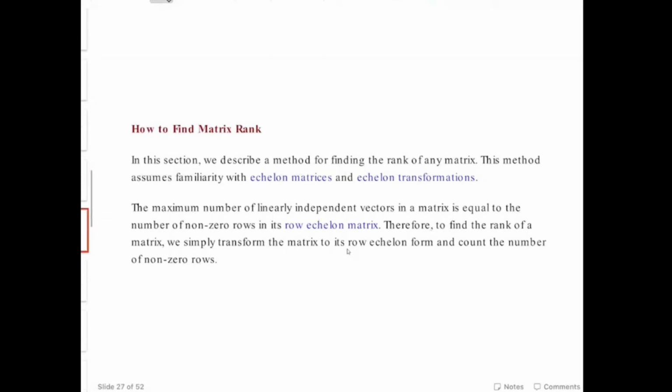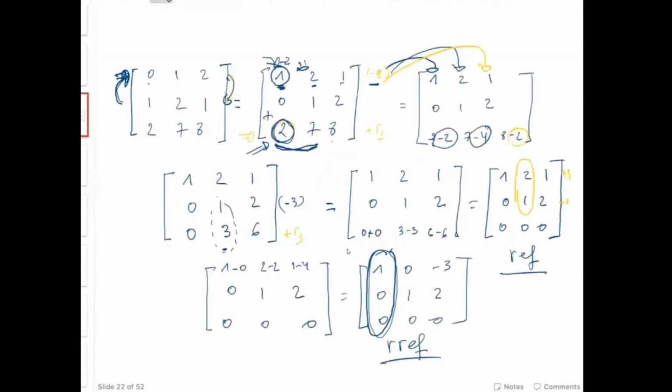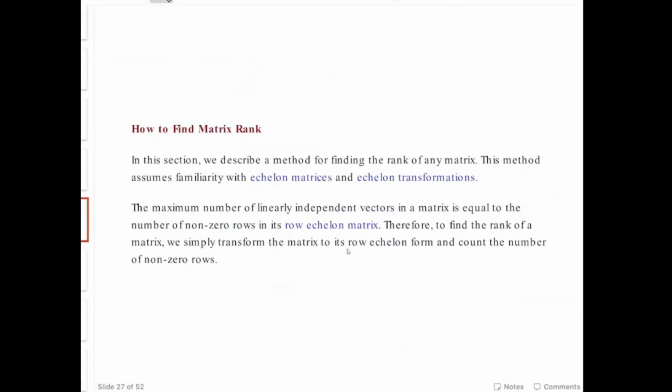If we go back to our previous example, what we see is that we have 1 zero row. So we are talking about our row echelon form here. We have 1 row which is 0, and then 2 non-zero rows. That means the rank of this matrix is 2, also meaning that the matrix has 2 vectors that are linearly independent.